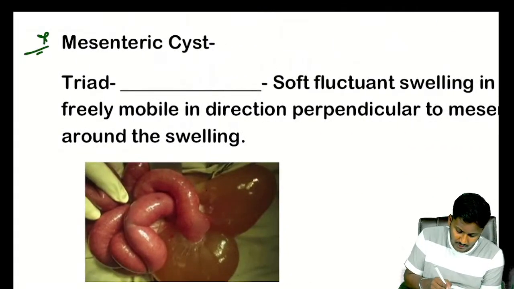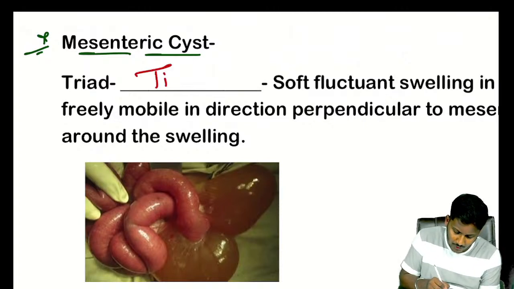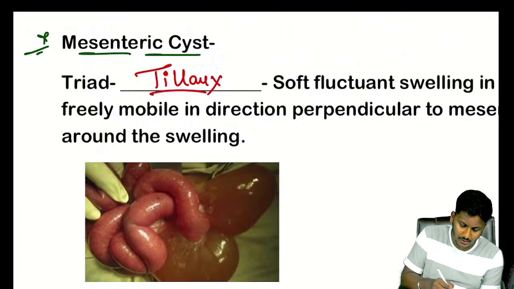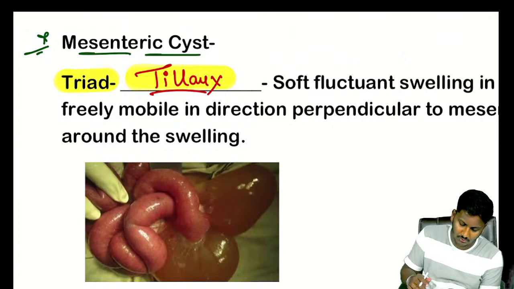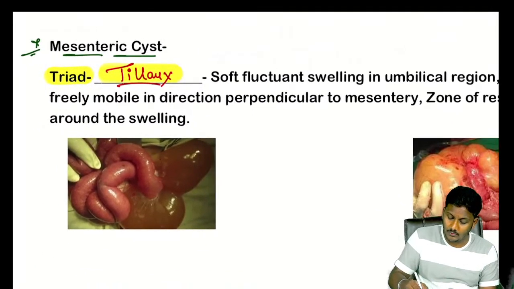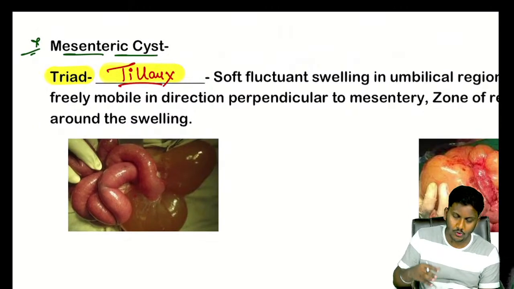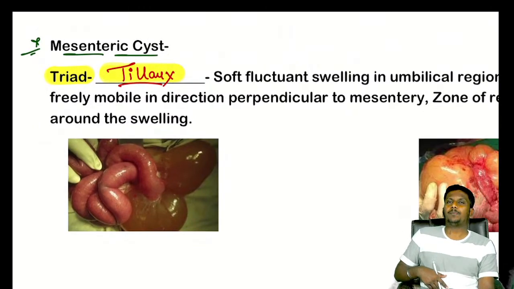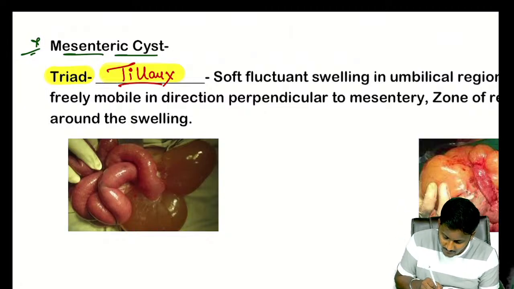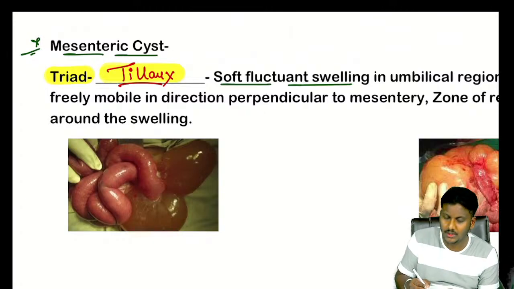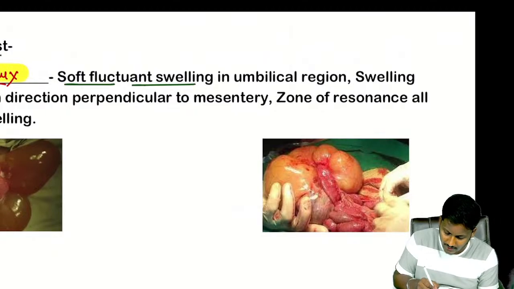Now in patients of mesenteric cyst, there's a classical triad which is seen. So do remember the name of that triad, important. The triad of mesenteric cyst is classically called Tillaux's triad. The triad in a patient of mesenteric cyst is classically known as Tillaux's triad. And what will be the features in Tillaux's triad? First of all, due to the cyst, in the abdomen when you palpate, you will be able to feel a soft fluctuant swelling. The patient may have a soft fluctuant swelling, and it is usually seen in the umbilical area.